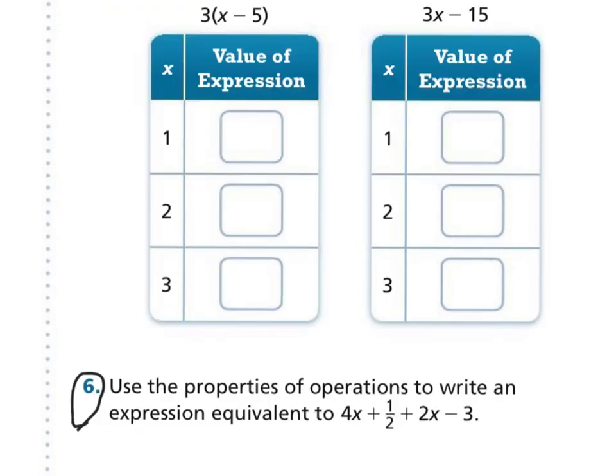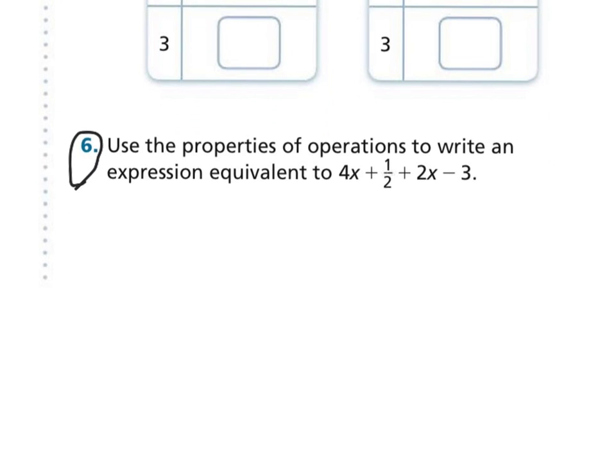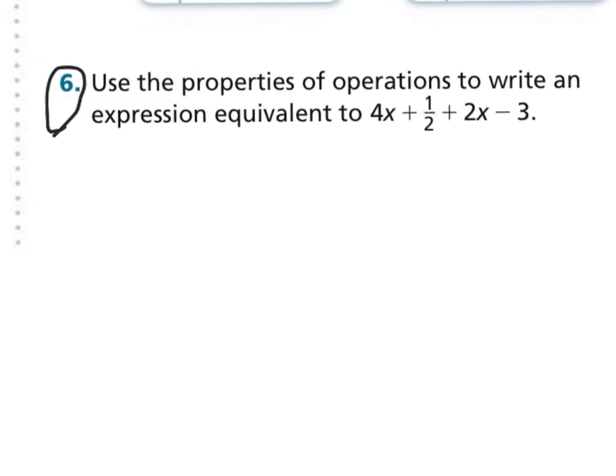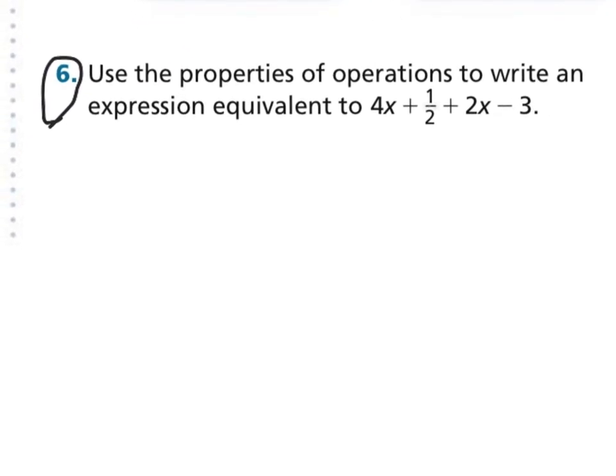So if we skip down to number 6, they want us to use the properties of operations to write an expression equivalent to 4x plus 1/2 plus 2x minus 3. And once again, our equivalent expression means we're going to simplify this again. Okay, we're going to simplify this expression as much as we can, because that's ultimately what's going to benefit you guys the most in math as you go along.